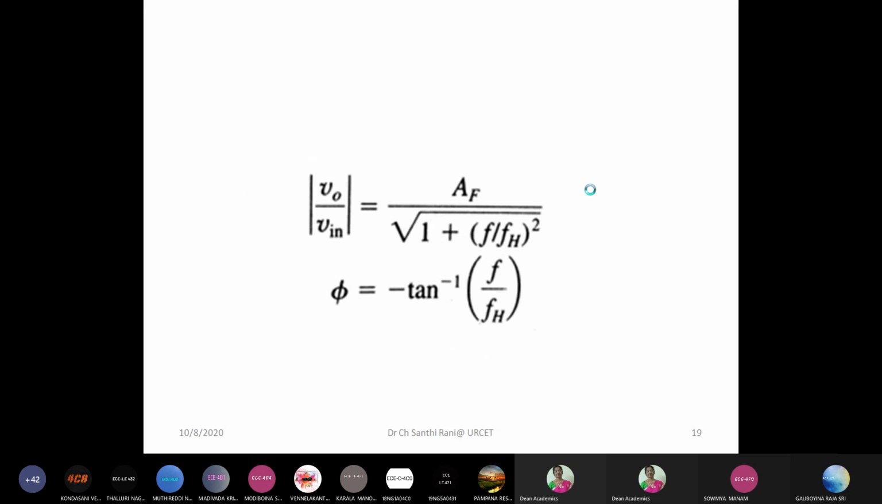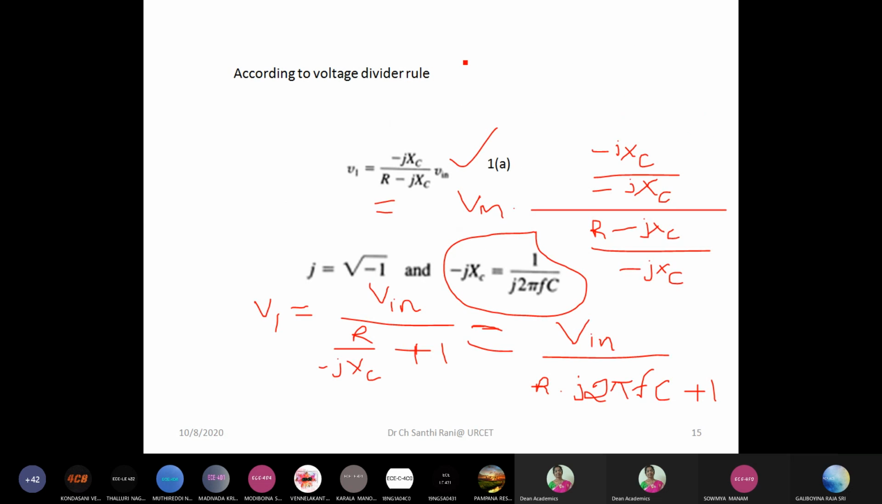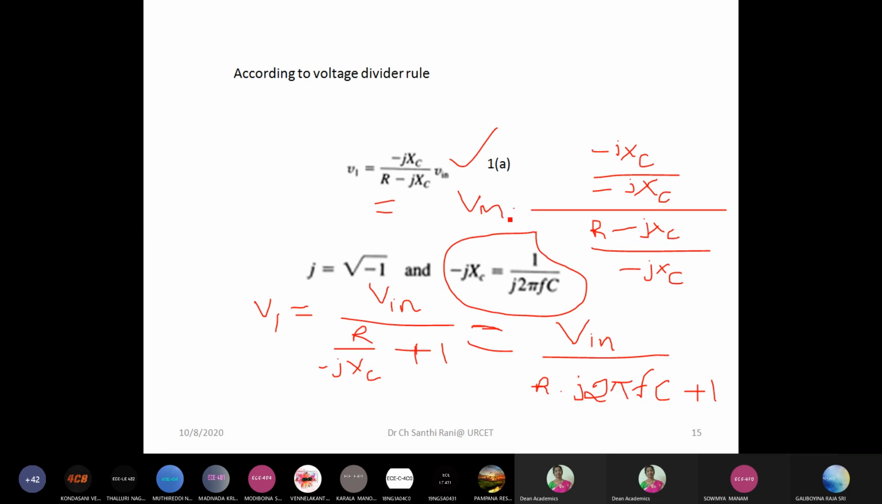This is the procedure that we have followed. Here V1 is equal to the required branch resistance by total resistance or impedance. That is what we have written, right? And again, j equal to square root of minus 1, and minus jXC is equal to 1 by j2 pi FC. After that, you divide numerator and denominator by minus jXC. And finally, V1 you will be able to express like this, okay?